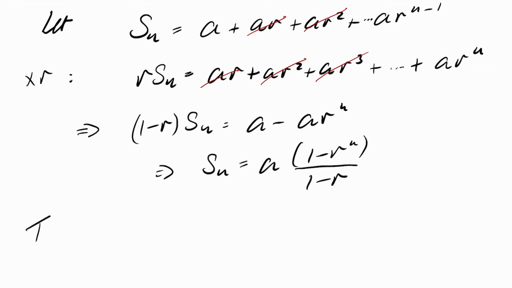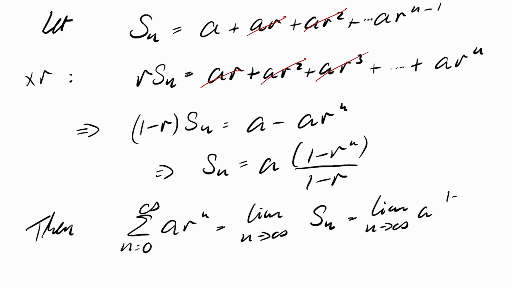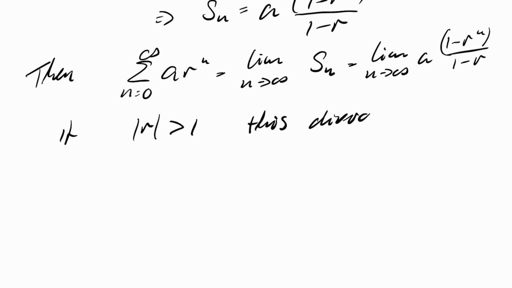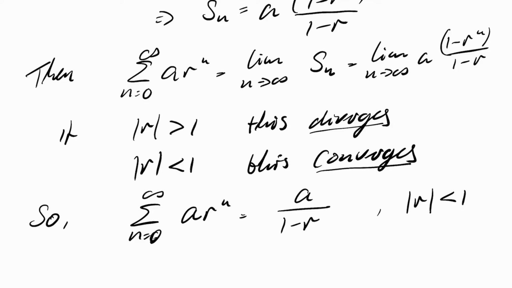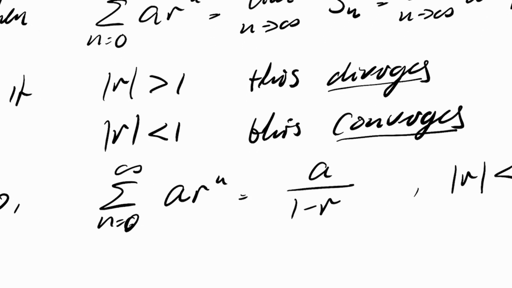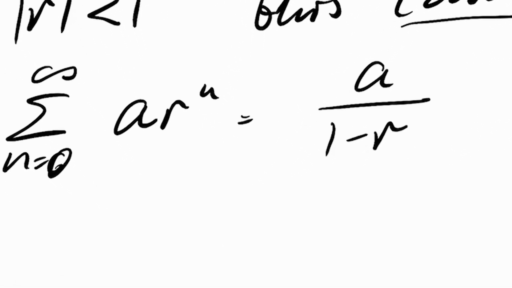Now, if I take this limit, provided r is smaller than 1, this limit will converge to a finite number. And if r is bigger than 1, it will diverge. So if the modulus of r is smaller than 1, this converges. And in fact, it converges even if r was a complex number. We have an example of an infinite series which converges to a number, and that number we can find by direct calculation. We've also seen that some series converge and others diverge.